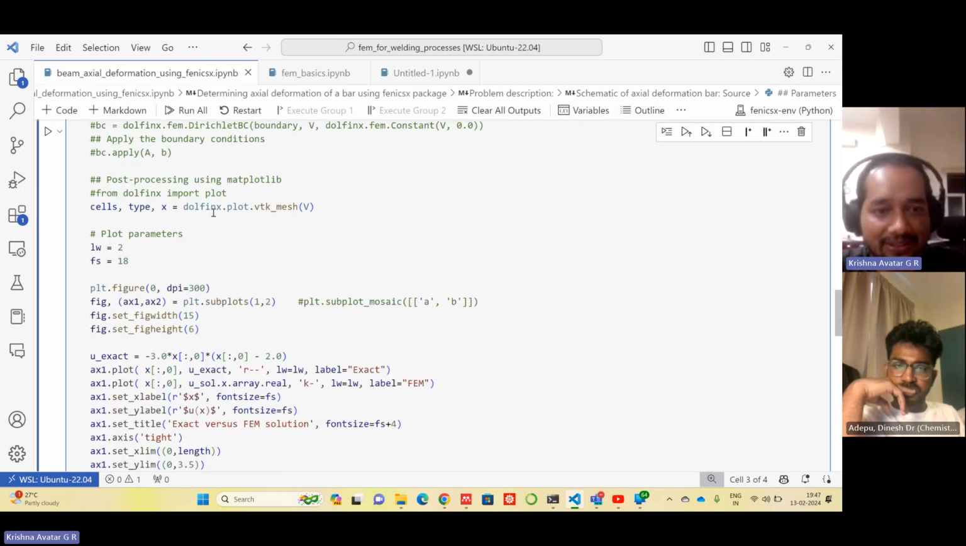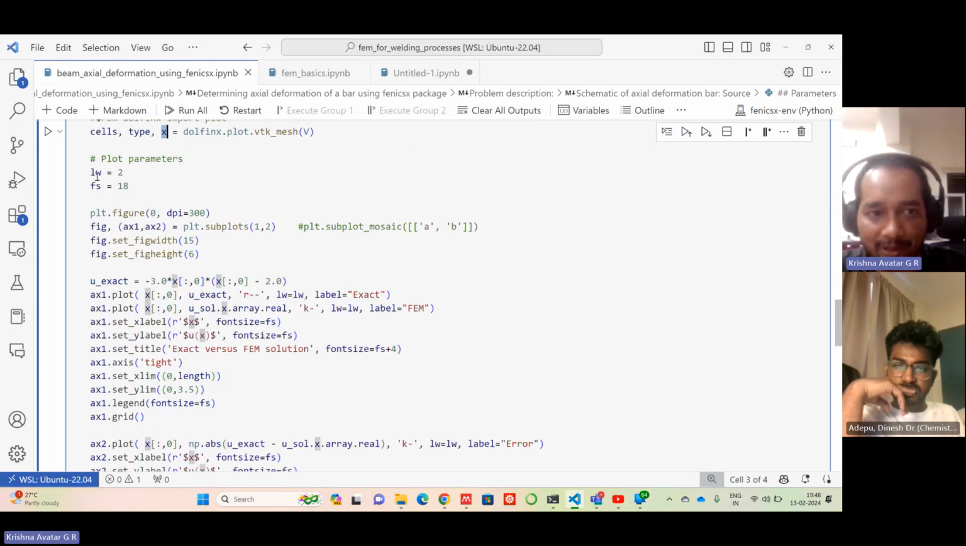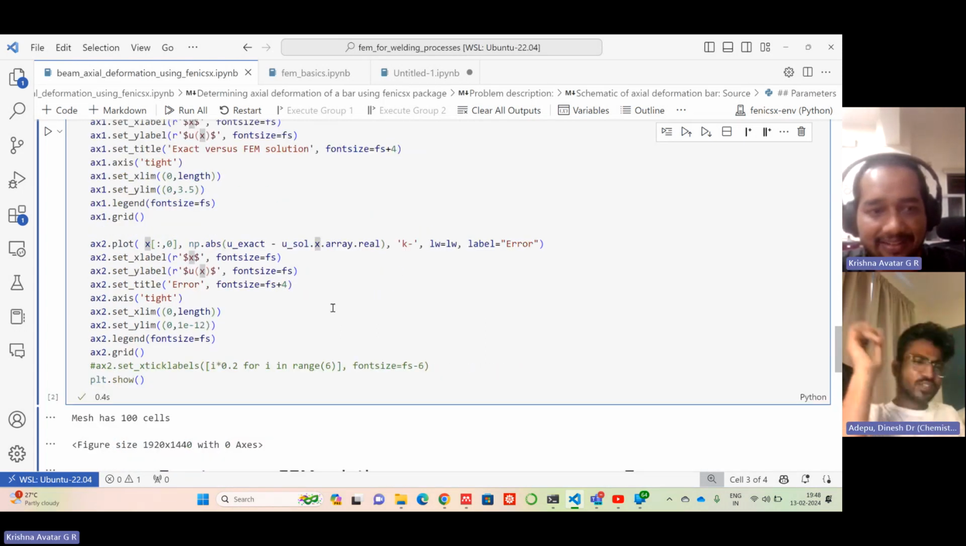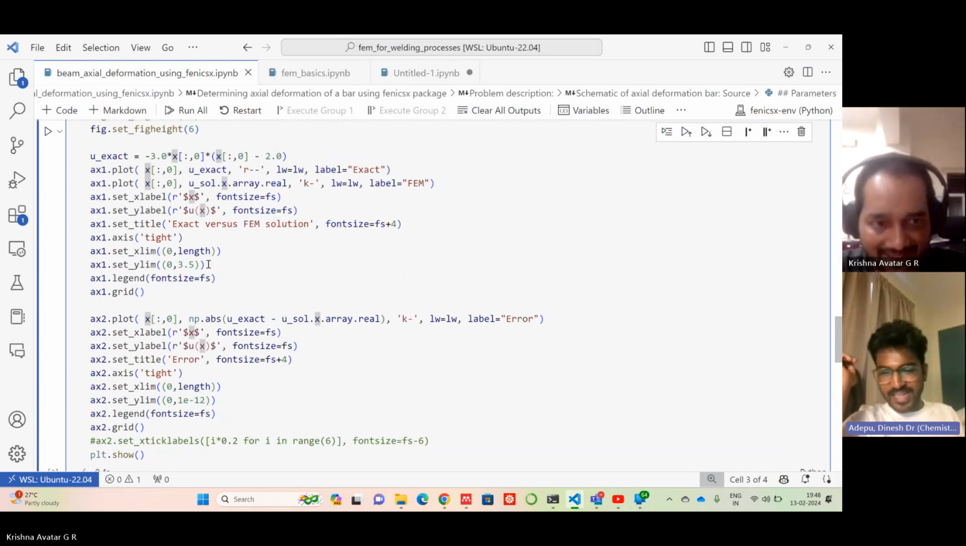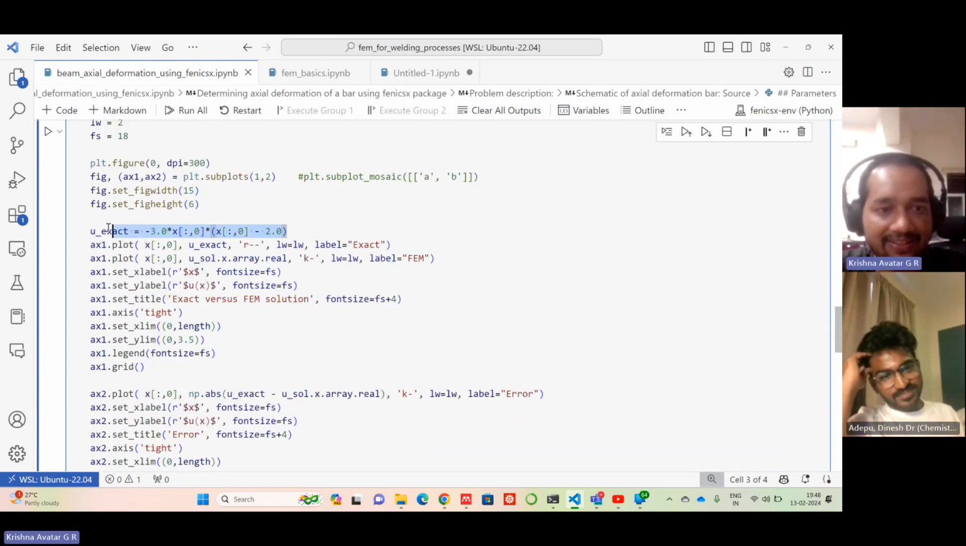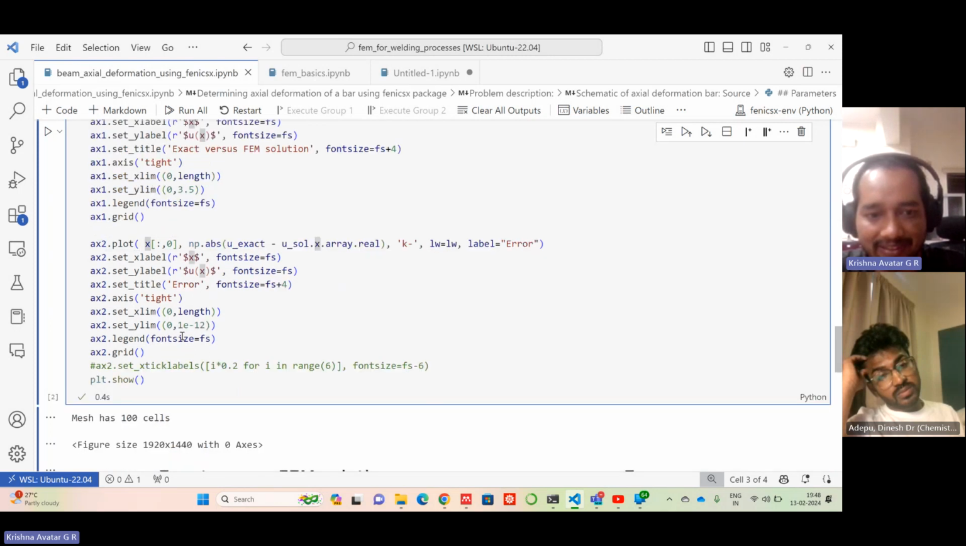Now here, we can use dolphin.plot.vtk mesh, and the output gives us the cells, the type of the cell, and it will also give us the spatial coordinates x. And now I'm just using plot parameters, then plotting it with two subplots. That's all, it's basic Python plotting. And here, what I did is I solved using Mathematica to get the analytical solution, and then we are plotting the exact and numerical solution.